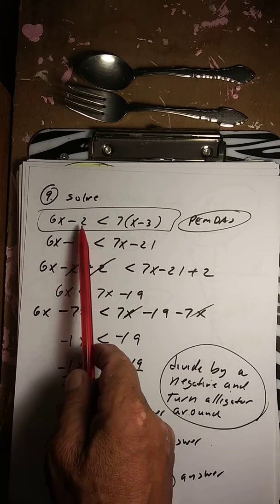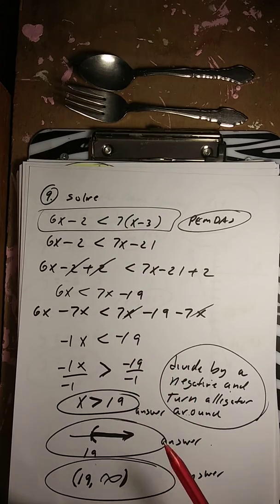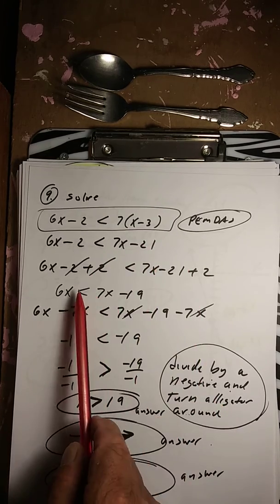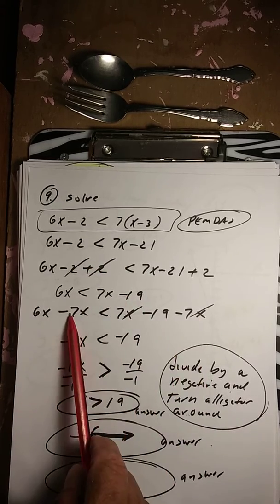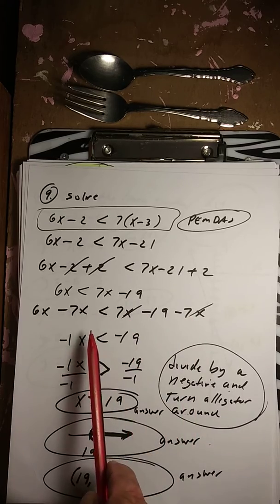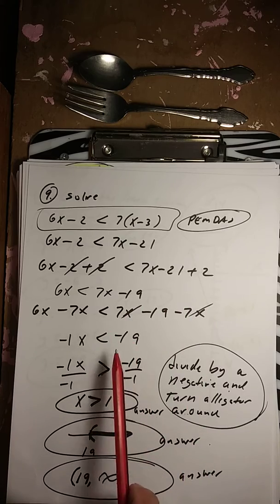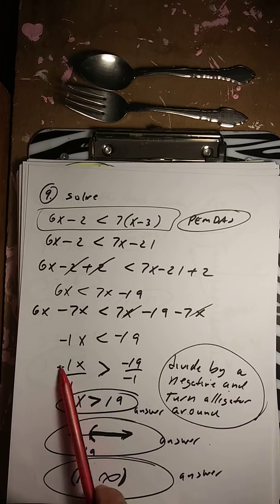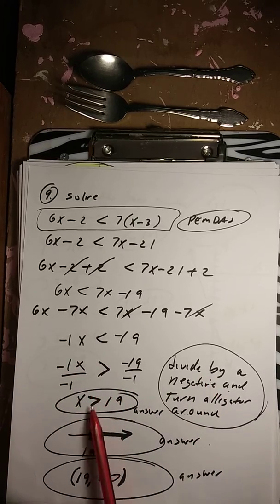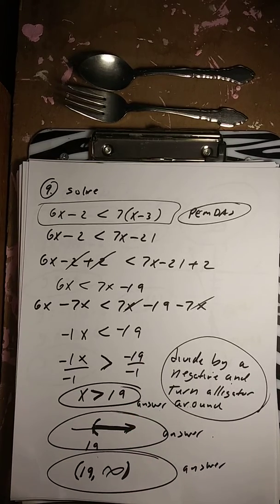Another linear inequality. So parentheses first, 7 times that, 7x, 7 times that, minus 21. So now we have add 2. So these are gone. So 6x is less than 7x minus 19. Minus 7x. So we're going to have this minus this is negative 1x. These are gone. Because negative x is less than negative 19. Divide by negative 1, but dividing by a negative means you got to turn the alligator around. Turn this around, turn this around. So x is greater than what? Negative by negative is a positive 19. So from 19 that way, from 19 to infinity.